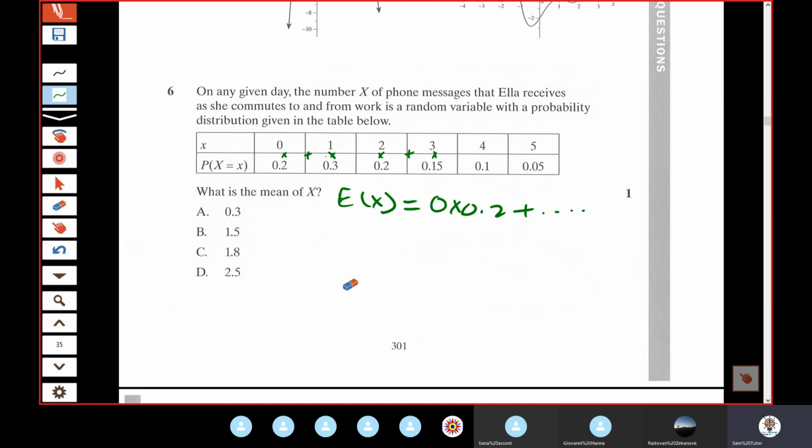Well, it's pretty easy to do what I just showed you guys, but just in case. 0, 1, 2, 3, 4, 5. 0.2, 0.3, 0.2, 0.15, 0.1, 0.05. Shift, 4, left. I got 1.8, so C. 1.8? Yeah. So if you really wanted to, you could use your calculator, but I think it's equally easy to just do that because you need to know the formula, especially for Year 12.